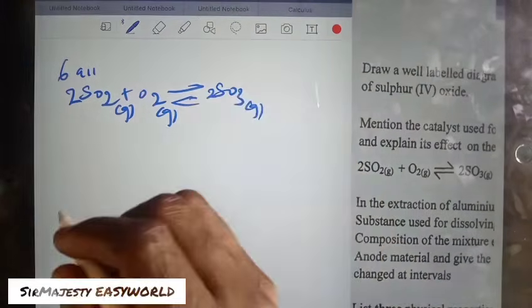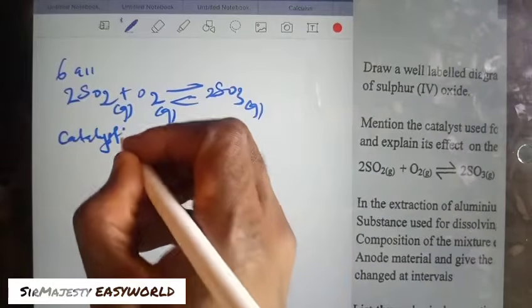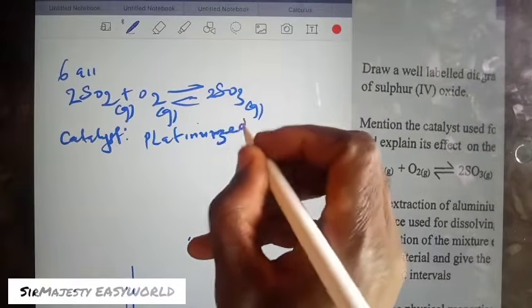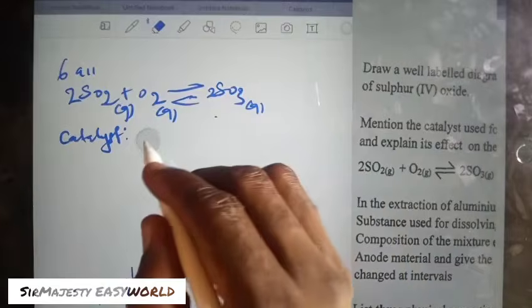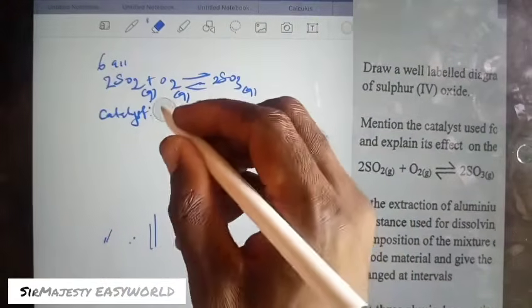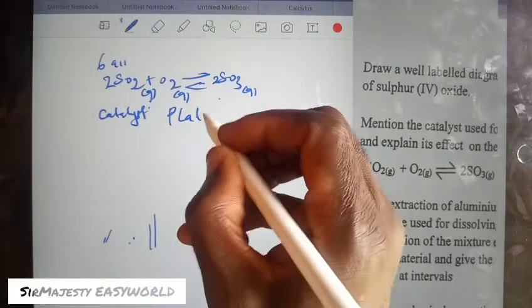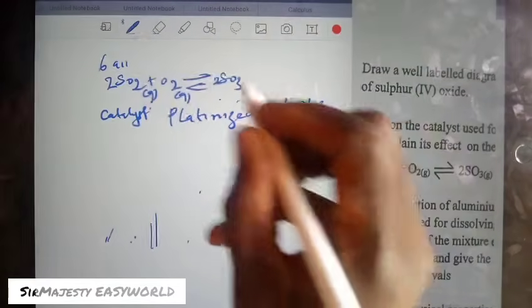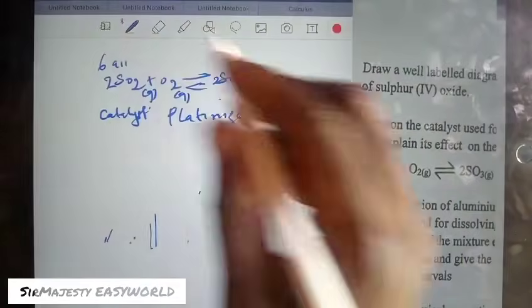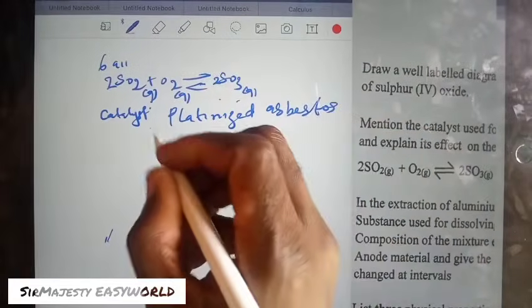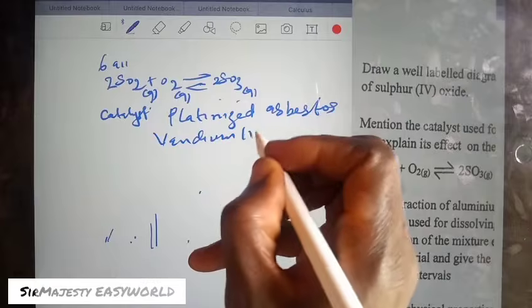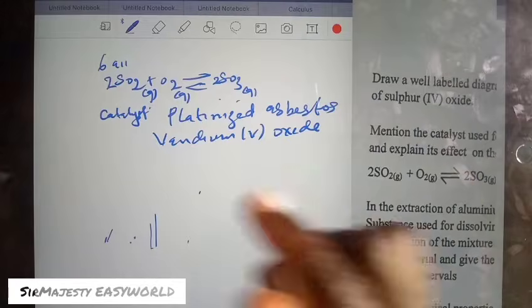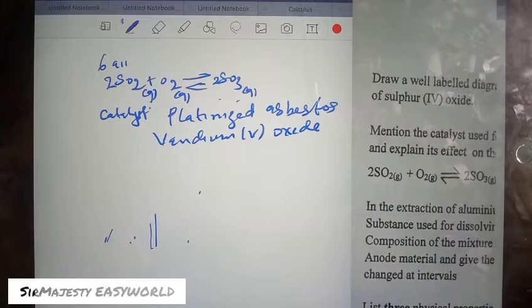Two things are possible. So the catalyst used is either platinum, that's platinized asbestos, or you use vanadium 5 oxide. That's it. Then the next question says, what's the effect of it? Since it's a reversible reaction, the effect of this is that it doesn't shift the equilibrium to any part.